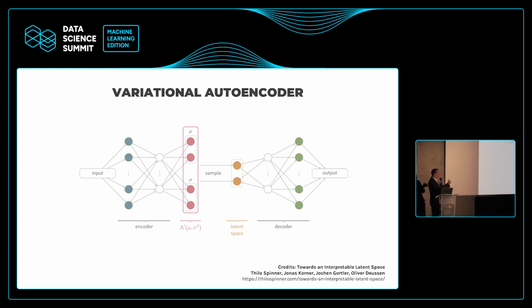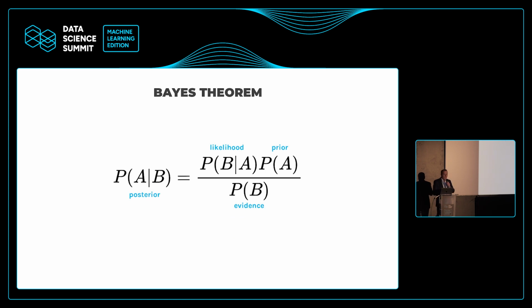How do we do this? How do we build those variational autoencoders? Well, variational autoencoders leverage Bayes' theorem, which describes the relation between various probabilities. So we can get from Bayes' theorem that the conditional probability of A given B equals this, right? So these things are called posterior, likelihood, prior, and normalizing constant, also known as evidence.